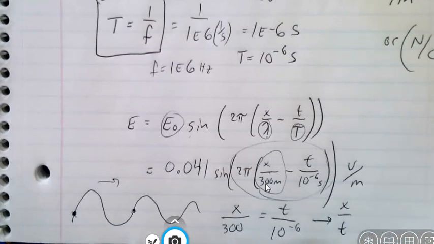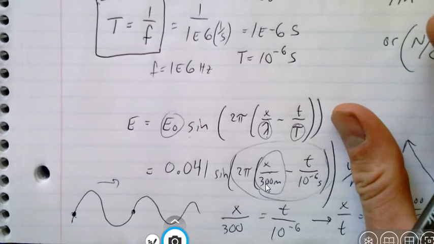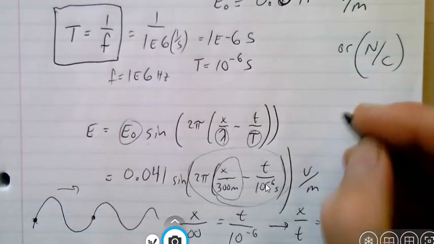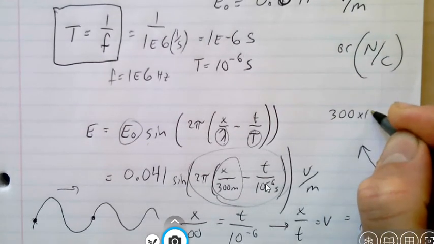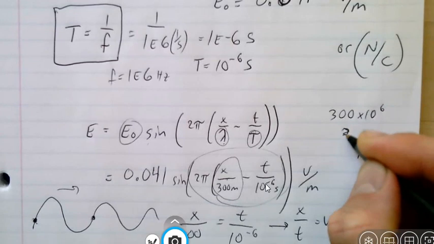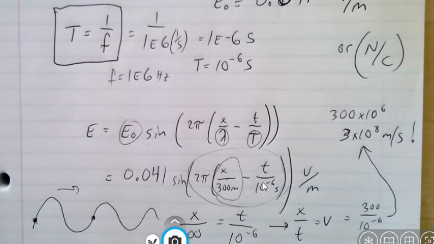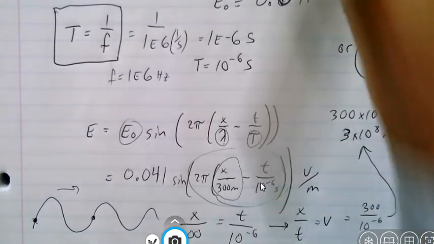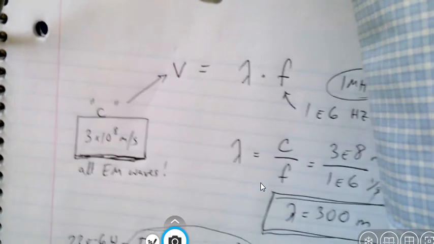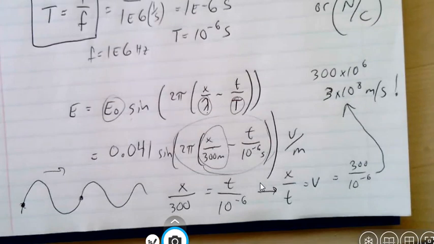So notice how we can rearrange here that x over t, that's like a speed. And if that's equal to 300 divided by 10 to the minus 6, that's going to equal, sorry, I'm running out of space here, 300 times 10 to the 6, or 3 times 10 to the 8 meters per second. So in other words, that's the speed of light. We can get the speed of light simply by taking the wavelength and either dividing by the period or multiplying by the frequency, which is the same thing that we found up here, that velocity is equal to wavelength times frequency. So that's just kind of an encoding of that in this crazy looking little equation here.